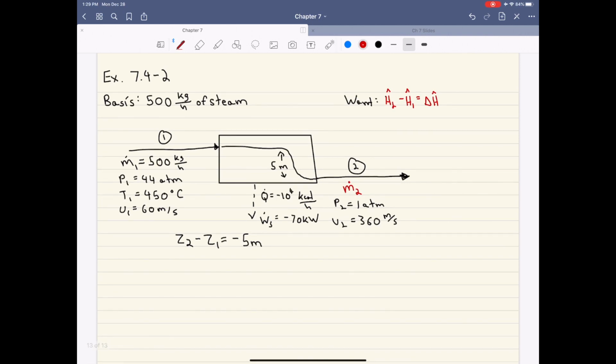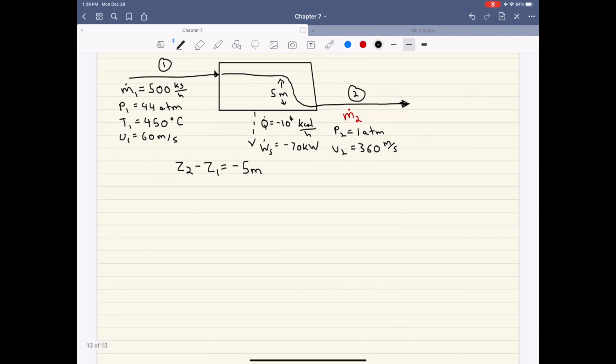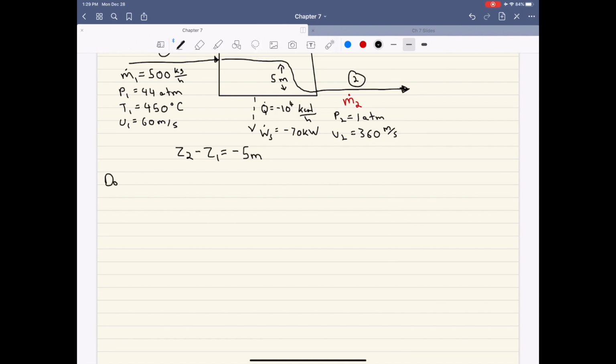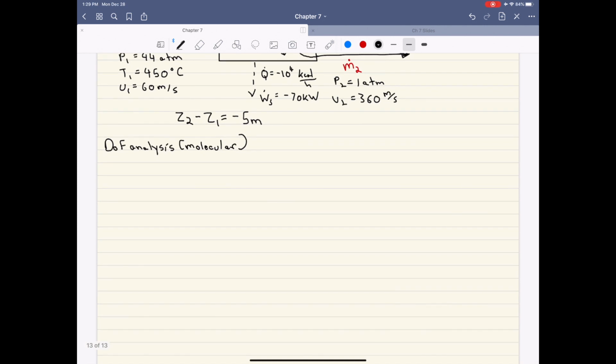All right. So before we could go through and solve this energy balance, what we need to do first is we need to do a degree of freedom analysis in order to make sure we have enough information to solve this problem. All right. And since we're just dealing with mass flow rates, I'm going to do a molecular degree of freedom analysis. And so for this degree of freedom analysis, what we need to count up is our number of unknowns, our number of species, and any other equations that we could use to solve this problem. So at this point, you should pause the video here and you should count up each of these categories and then calculate the degrees of freedom that are available to us.